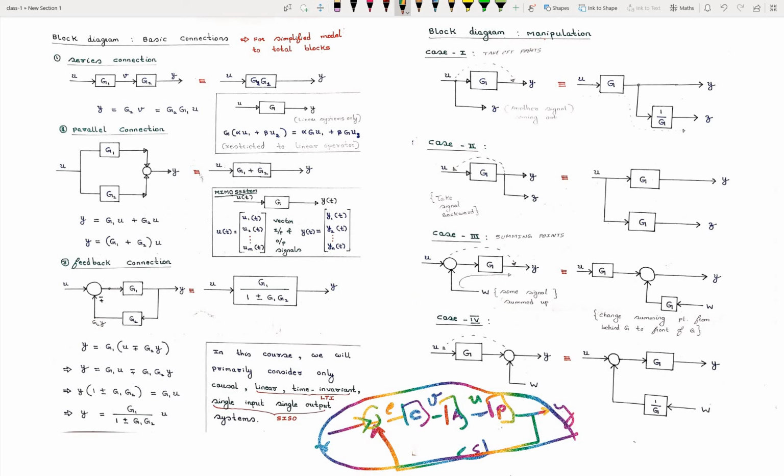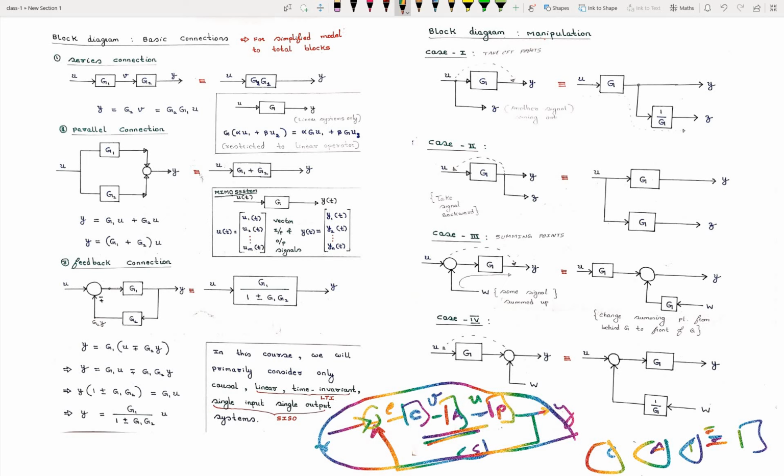Now we want to represent this together as a single block. Some controller, actuator, plant. There are three blocks, right? So we want to represent it as a single block. To represent a single block, we need to understand some basic connections. Then we go for manipulations. So the first one is series connection.